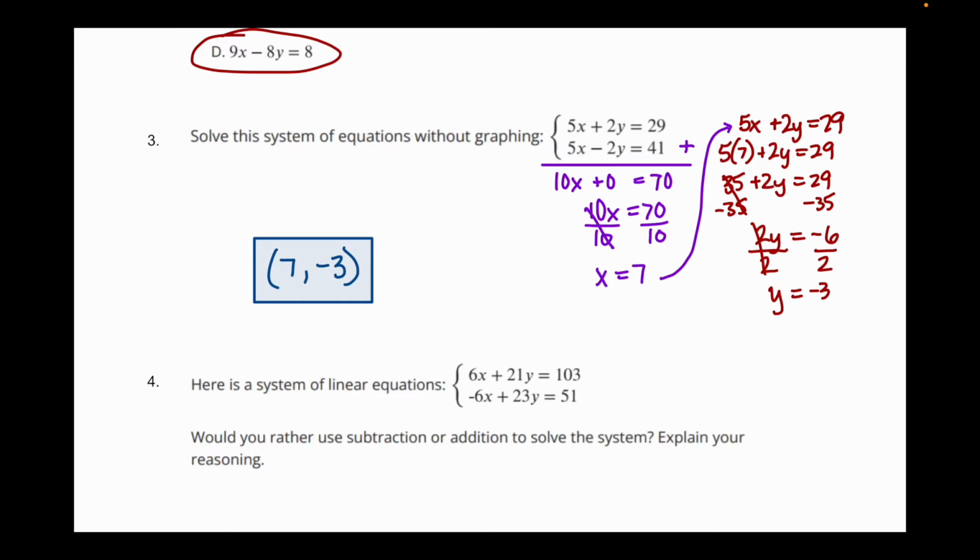Now, if substitution's more comfortable for you, you could have done this one with substitution as well, but I highly recommend that you try to go through and do this one the elimination way and see if you can get a little more used to it.